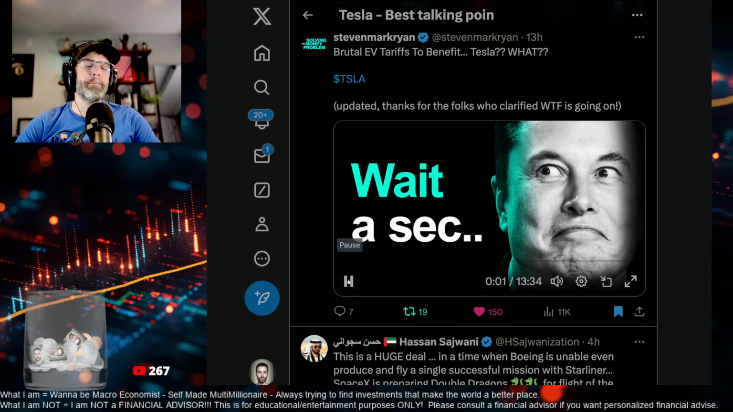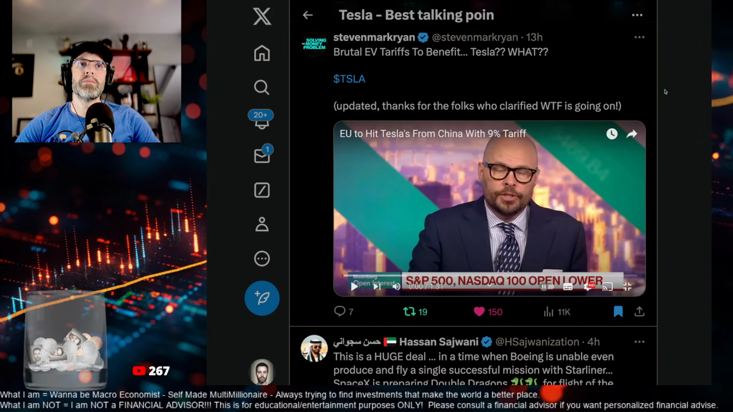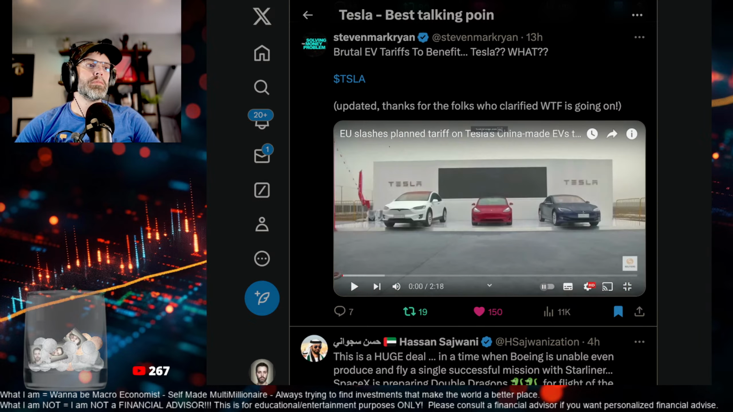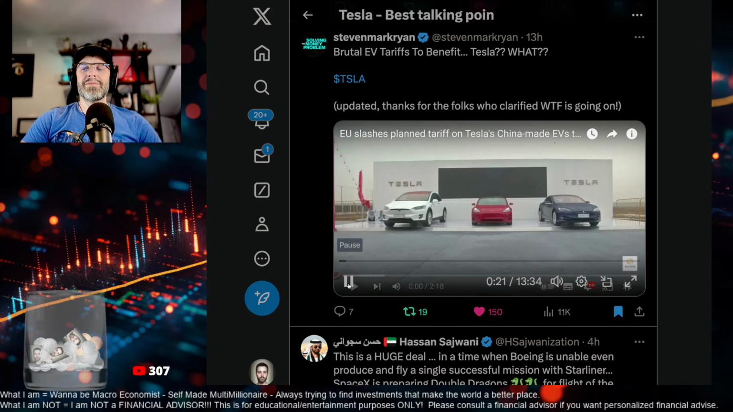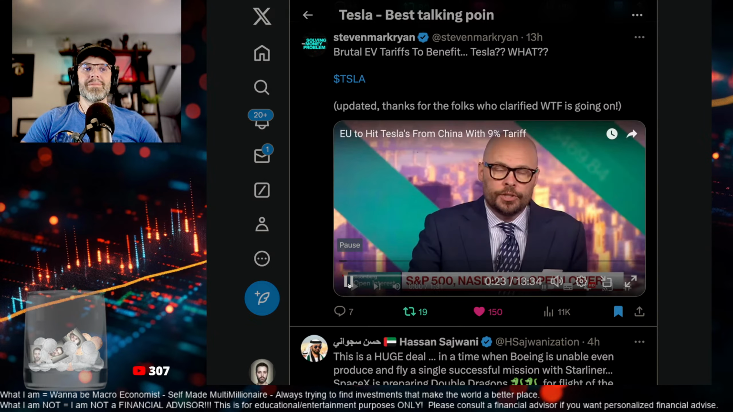Just 1 second here. I've got a question. Please tell me if you can spot the difference. Headline number 1. EU to hit Teslas from China with a 9% tariff. And now headline 2. EU slashes planned tariff on Tesla's China-made EVs. I'm just going to read this again. EU slashes planned tariff on Tesla's China-made EVs versus EU to hit Teslas from China with 9% tariff. Seems like very different narratives based on the same set of facts. So let's try and get to the bottom of this.